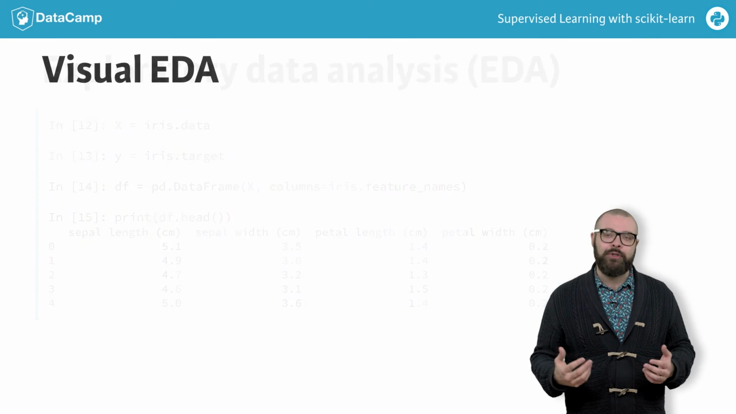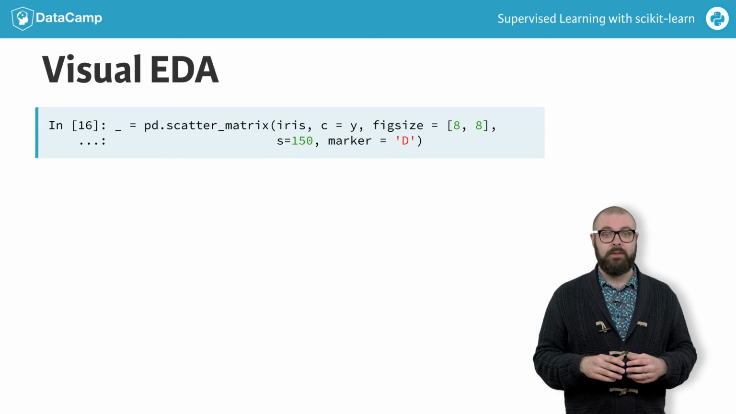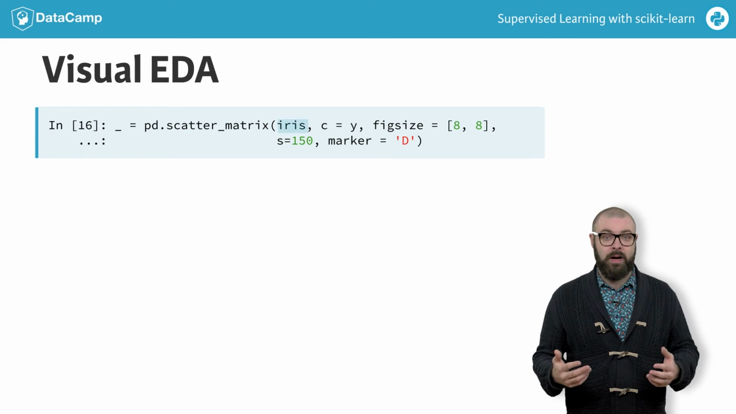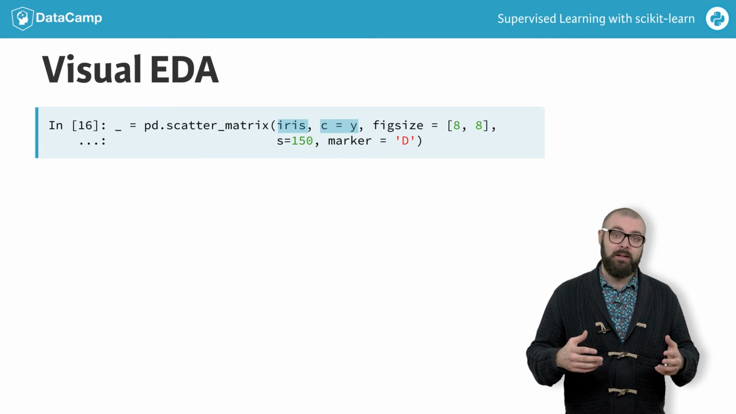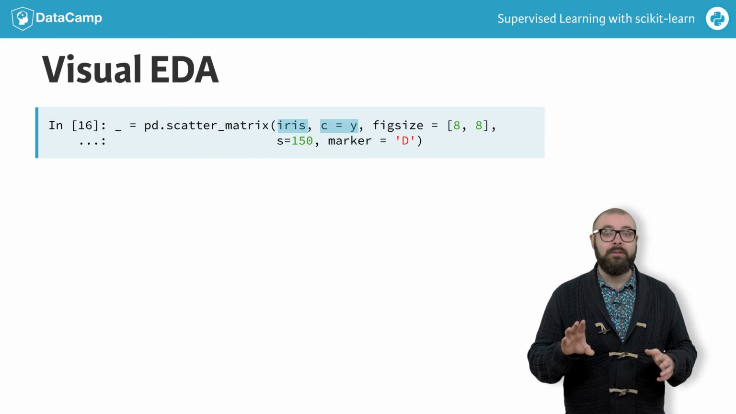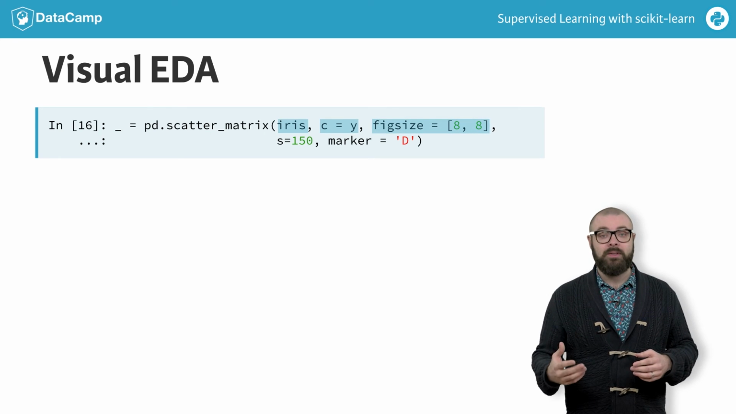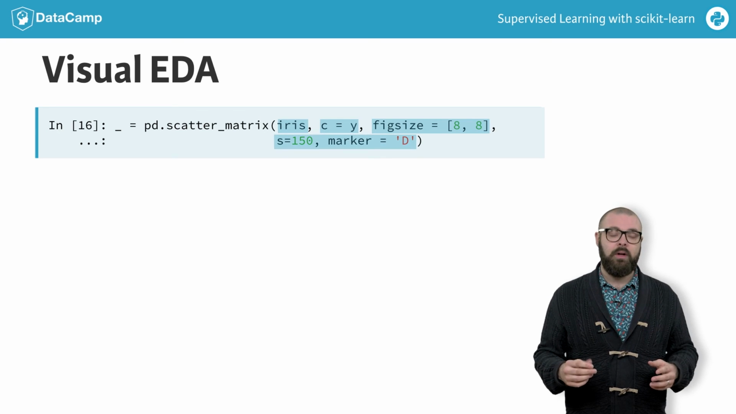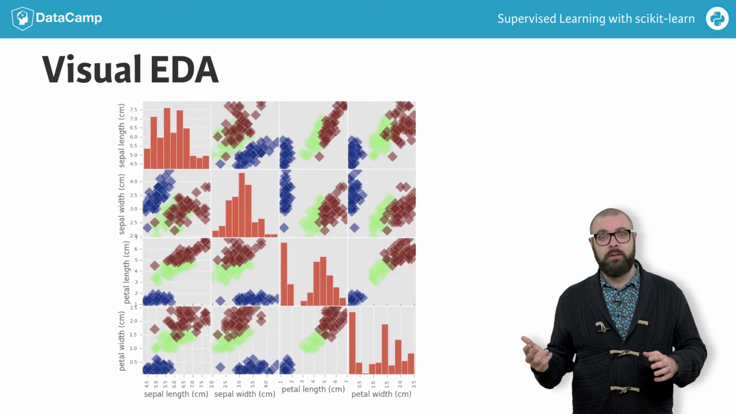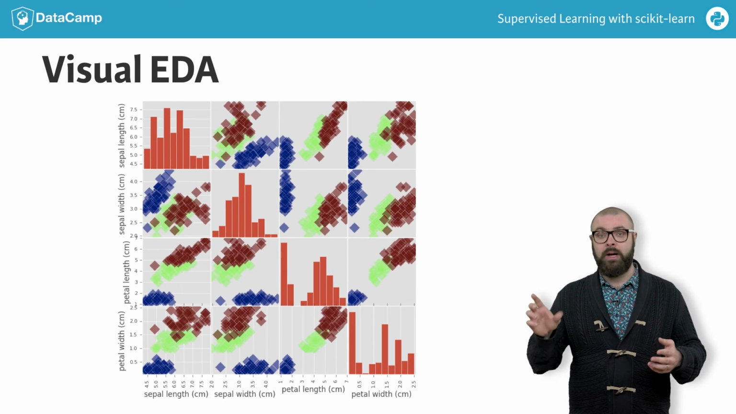Now we'll do a bit of visual EDA. We use the pandas function scatter_matrix to visualize our dataset. We pass it our data frame along with our target variable as argument to the parameter c, which stands for color, ensuring that our data points in our figure will be colored by their species. We also pass a list to figsize, which specifies the size of our figure, as well as a marker size and shape. The result is a matrix of figures, which on the diagonal are histograms of the features, corresponding to the row and column.